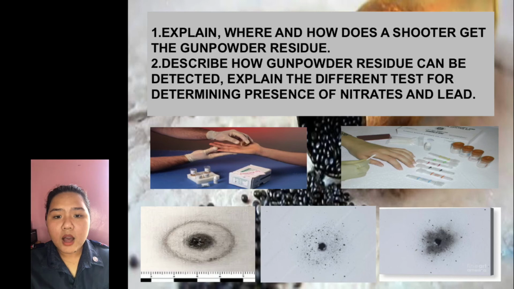So, describe how gunpowder residue can be detected. Explain the different tests for determining the presence of nitrates and lead. So, a detective walks up to a crime scene and finds a victim shot to death and possible shooters. Now, researchers have developed a portable electrochemical sensor that allows the detective to quickly detect gunshot residue on a suspect's hands to separate the guilty from the innocent.